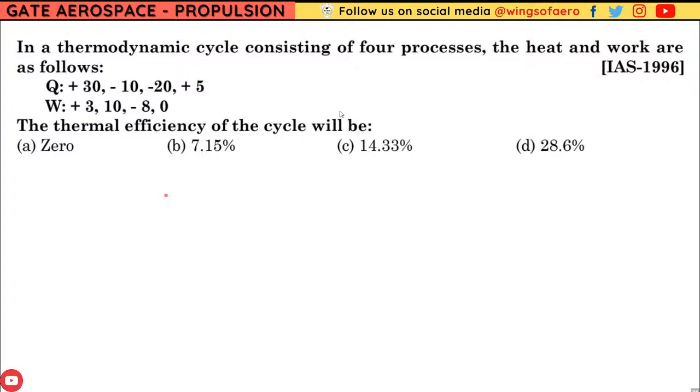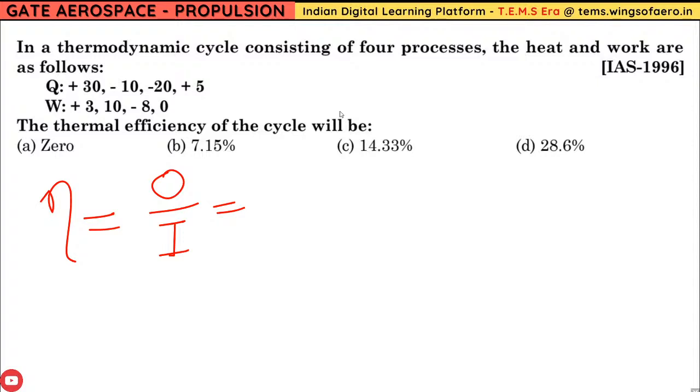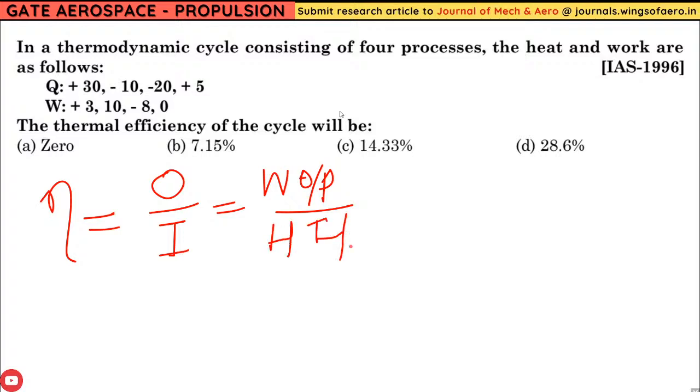Whenever they are asking any question, I ask you to write down the formula. This is how I remember: efficiency means O by I. Now what is O here? O is the work output and input is the heat input. Now using this relation, can you find out how much work has been done over here? Now substitute over here and you will get the answer. Now tell me what is the answer.